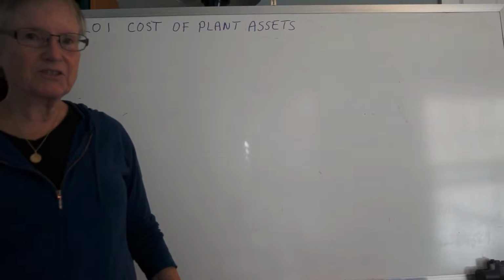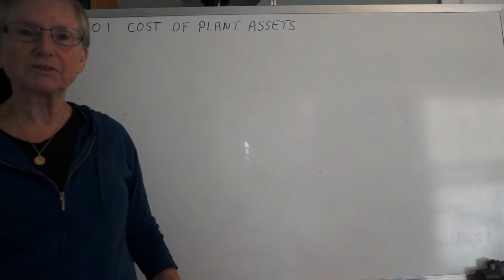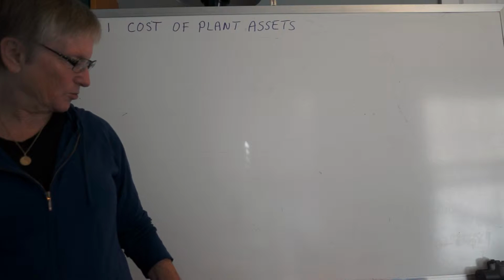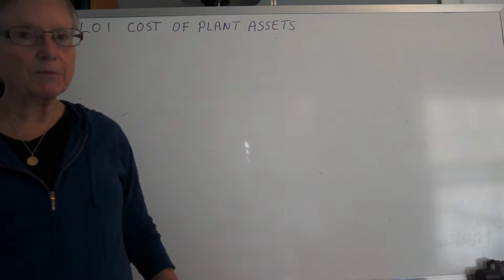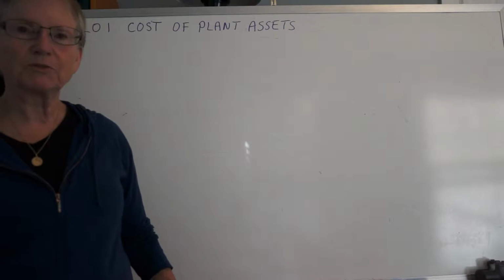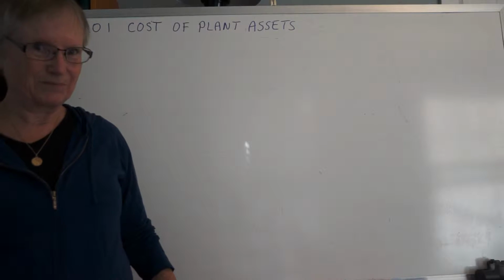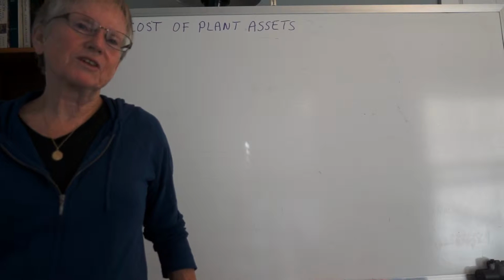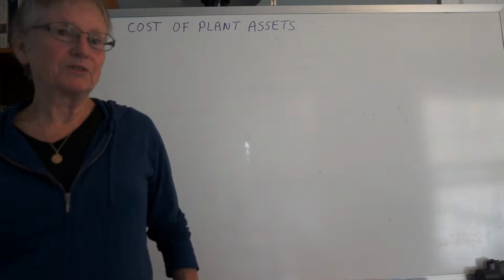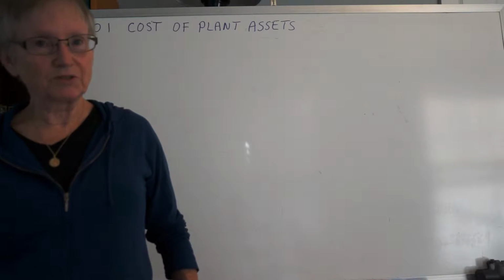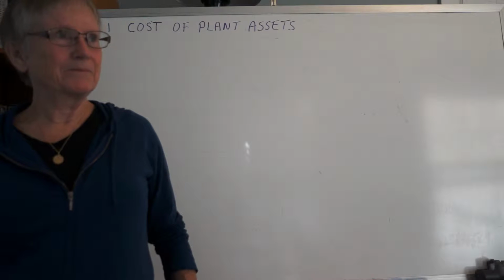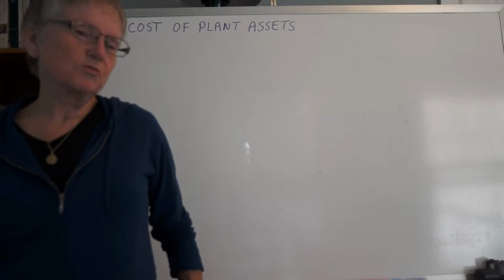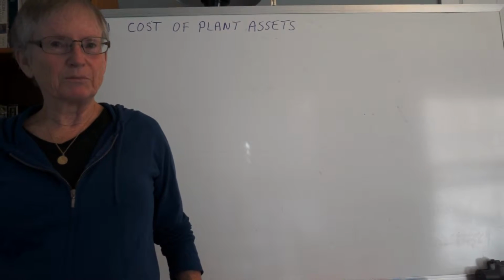Plant assets, you'll find them called different things in different financial statements. They can be called property, plant, and equipment, operating assets, or fixed assets. They have a few basic characteristics, and these are important when you're classifying them. They have to have physical substance to be called property, plant, and equipment. They also have to be used in the operations of the business.